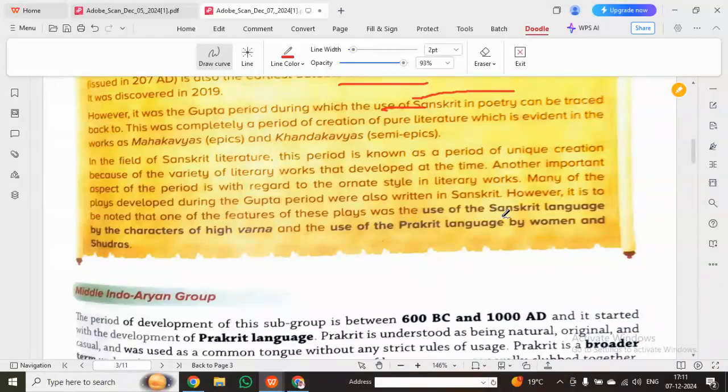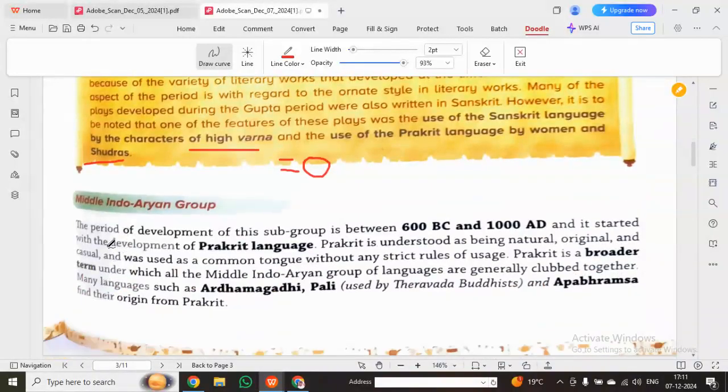It is to be noted that one of the features of these plays was the use of Sanskrit language by the characters of high Varna and the use of Prakrit language by women and Shudras. So it basically says that higher Varna, that is the classification. I don't believe in it, but of course if it is there, we should respect it, whatever it is. I am completely against it. So higher Varna means the persons at the top of the stack are using Sanskrit language. Prakrit language is used by the women and the Shudras.